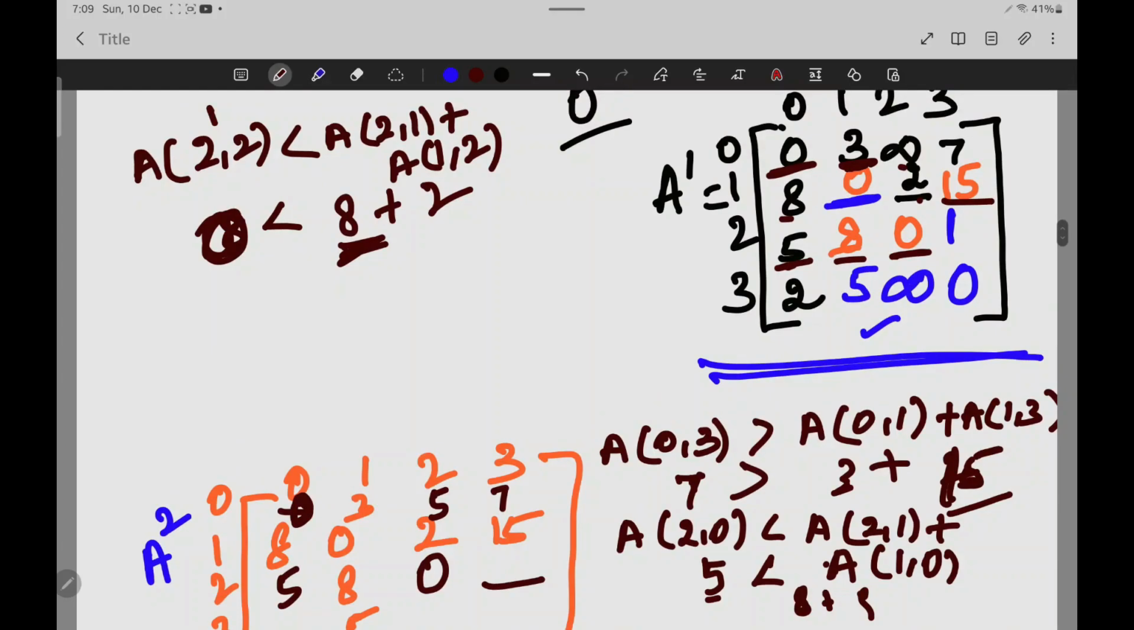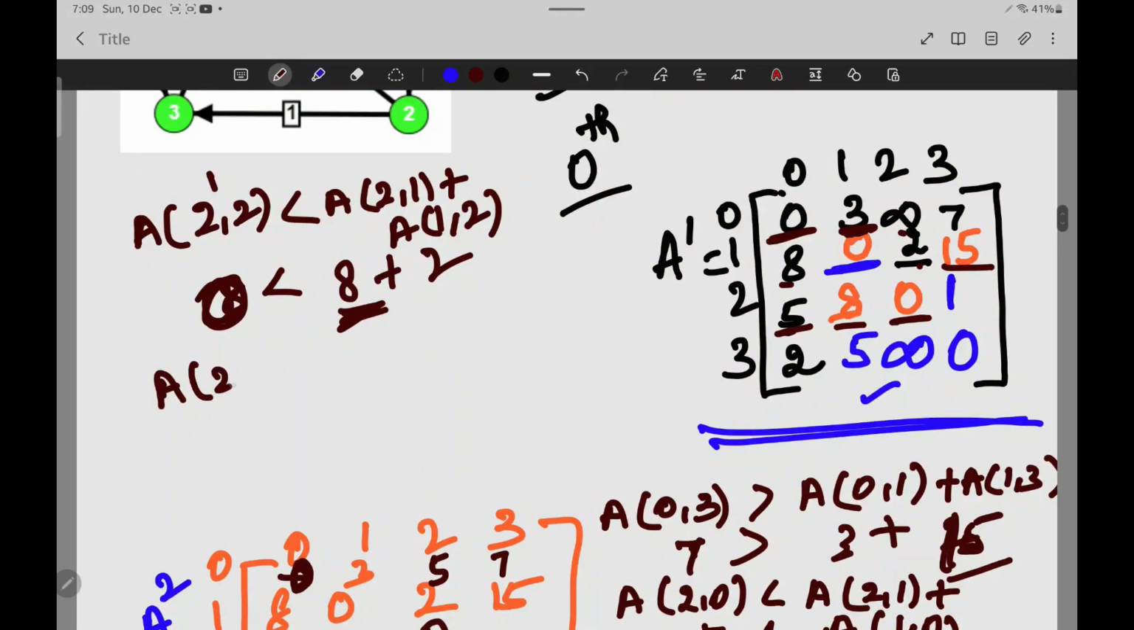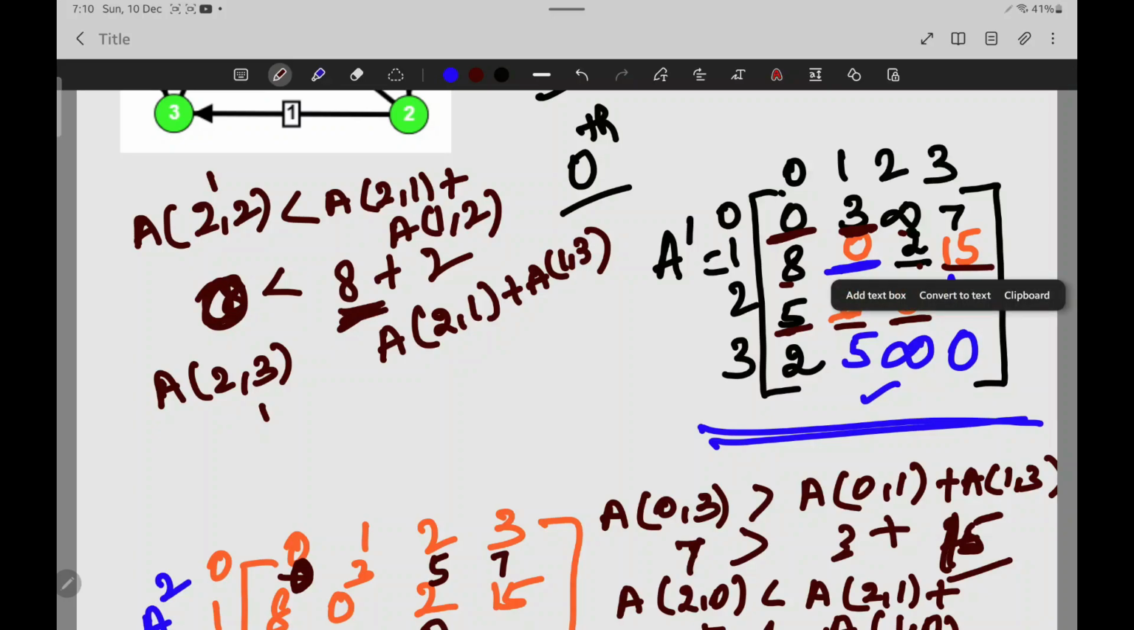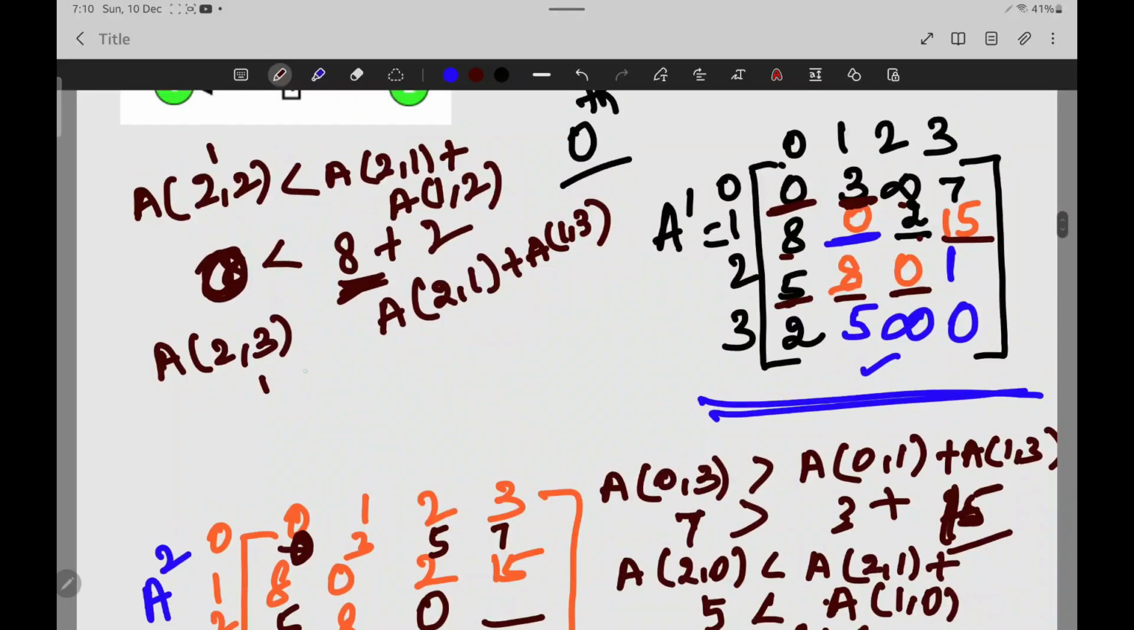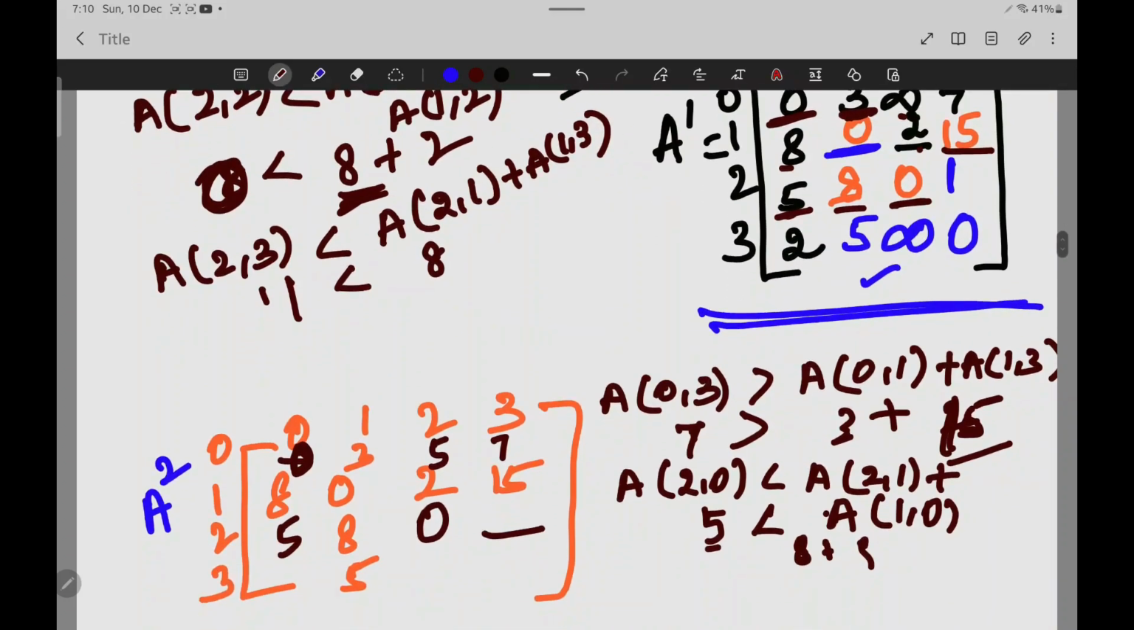So now we need to find 2 comma 3. So a of 2 comma 3 via 1. So a of 2 comma 1 plus a of 1 comma 3. So 2 comma 3 is 1. So 2 comma 3 is 1, which is 1 is minimum, we need to find it out. 2 comma 1 is 8. So definitely again it will become maximum. So we will have the old value, previous value.